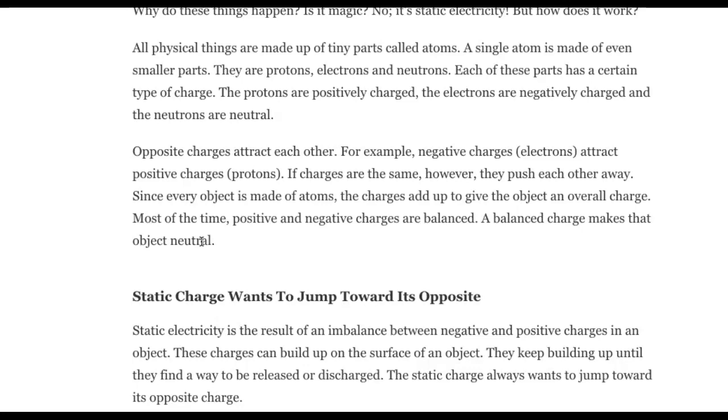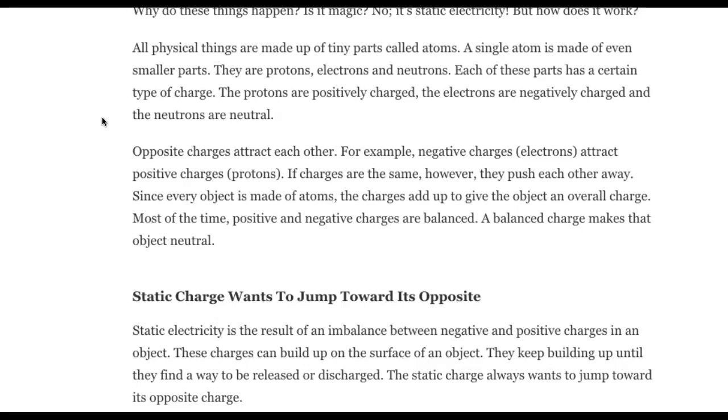Opposite charges attract each other, much like you may have learned in elementary school about magnets. So opposites attract. For example, negative charges, electrons, attract positive charges, or protons. If charges are the same, however, they push each other away. So negative will push away negative, positive will push away positive.